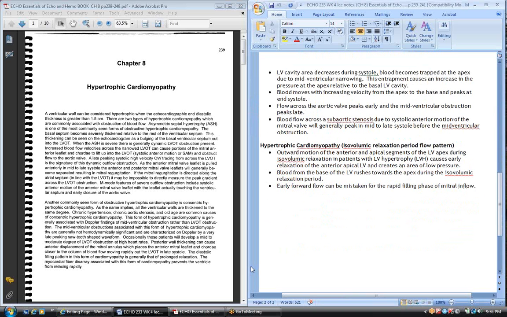Hypertrophic cardiomyopathy has something called the isovolumic relaxation period. Outward motion of the anterior and apical segments of the LV apex during isovolumic relaxation in patients with LV hypertrophy, or LVH, causes early relaxation of the anterior apical LV and creates an area of low pressure. Blood from the base of the LV rushes forward to the apex during the isovolumic relaxation period. Early forward flow can be mistaken for the rapid filling phase of mitral inflow.